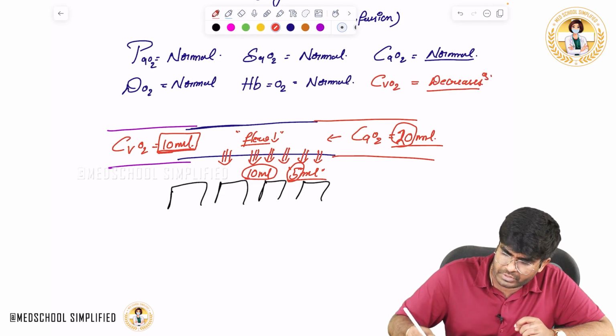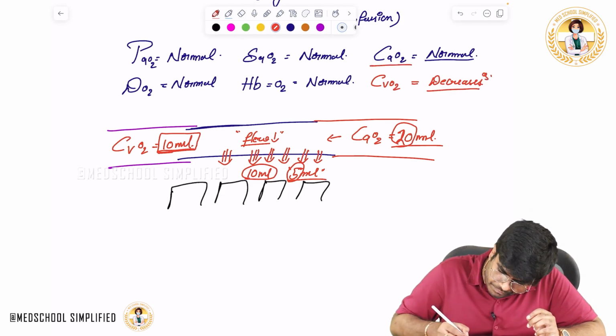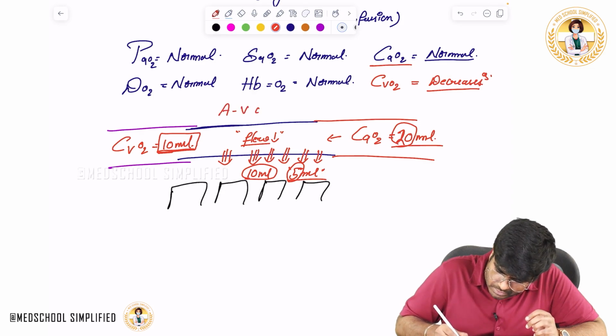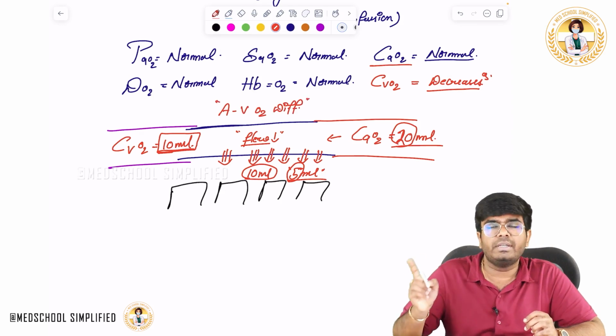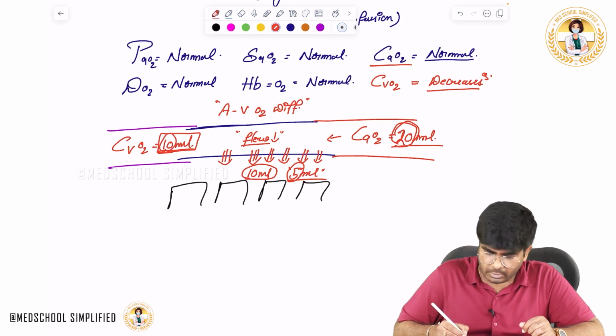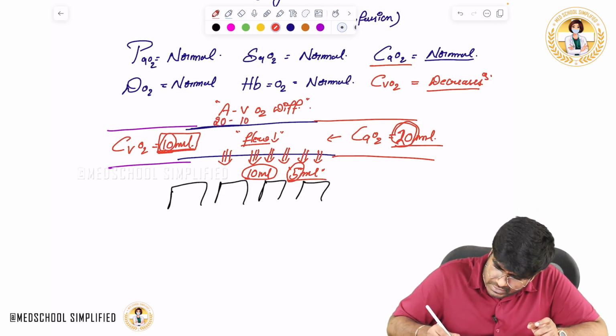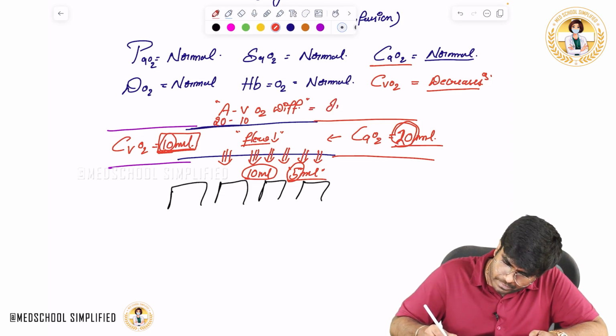Okay, this is the one MCQ which I want you to know. So now what happened to arteriovenous oxygen difference? The normal arteriovenous oxygen difference is 5: 20 minus 15. Now here it becomes 20 and 10. So 20 minus 10 is how much? So 20 minus 10, arteriovenous difference. Now the difference is increasing.